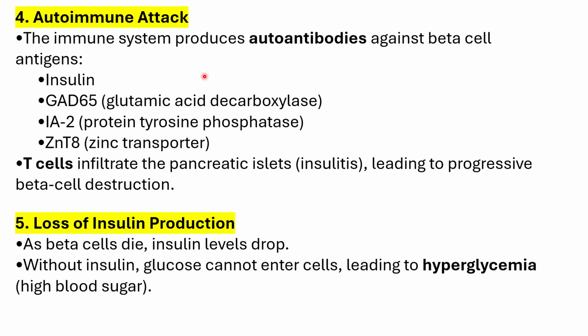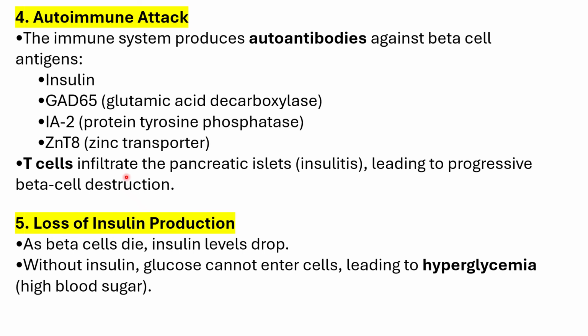The immune system produces autoantibodies against beta cell antigens: insulin, GAD65, glutamic acid decarboxylase, IA2, which is protein tyrosine phosphatase, and ZnT8, a zinc transporter. So we have insulin, glutamic acid decarboxylase, protein tyrosine phosphatase. These are all enzymes. One is a zinc transporter. So zinc is also very important.